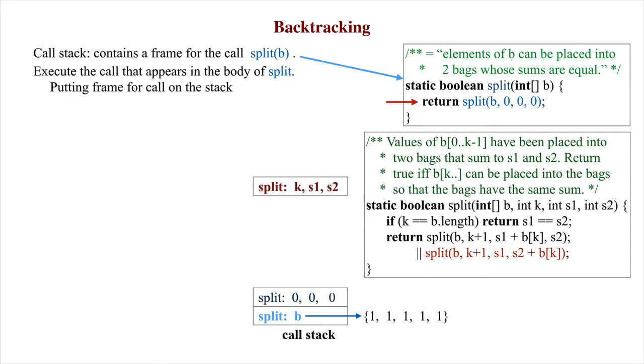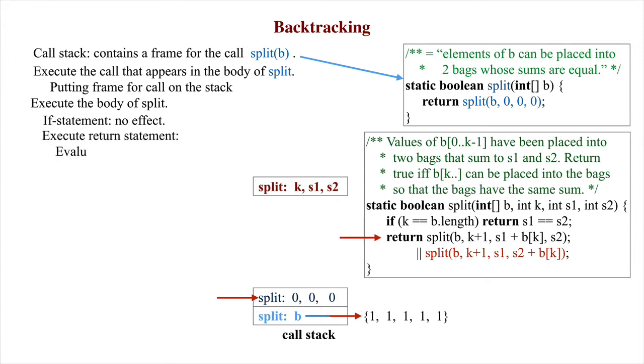We don't show b. It's a pointer to the array with 5 ones. Now execute the body of split. Start with the if statement. Since k is 0 and b.length is 5, execution of the if statement terminates. Next, execute the return statement.